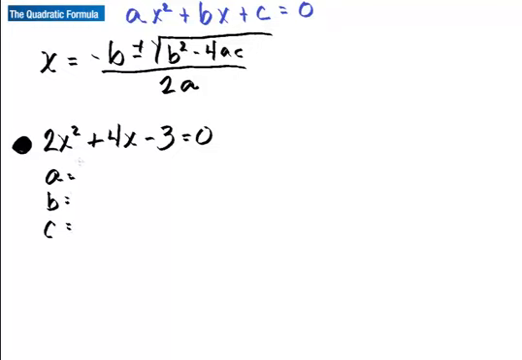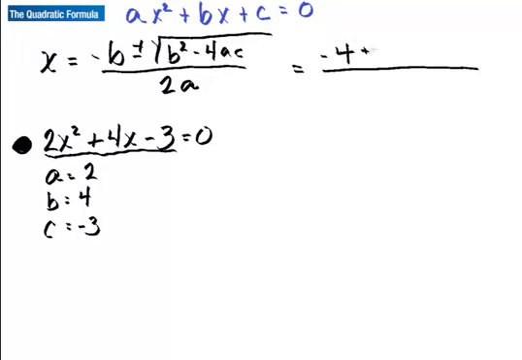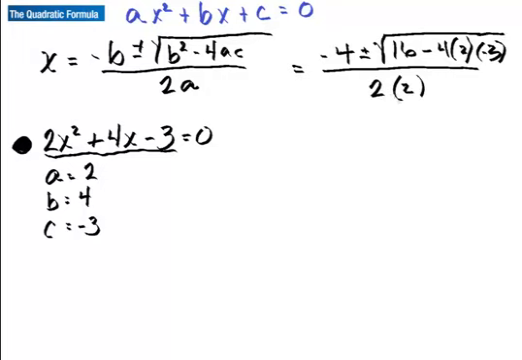I know I'm going to have to use the quadratic, so in this case, a is 2, b is 4, and c is negative 3. Now, if they give you a problem and it's not in this form, be sure to put it in that form before you select your a, b, and c. So here I go. This equals minus 4 plus or minus the square root of 4 squared. I'm just going to write a 16 minus 4 times 2 times minus 3, all over 2 times 2.